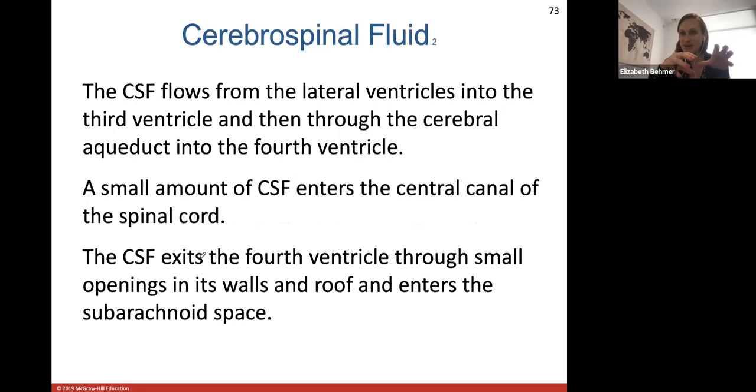So cerebrospinal fluid flows from your lateral ventricles into the third ventricle, down into the fourth ventricle, and then a small amount of it does go down your spinal cord, but the rest of it exits out through small openings in its walls to enter the subarachnoid space where it will surround your brain.